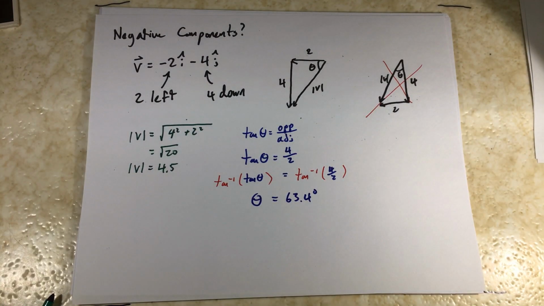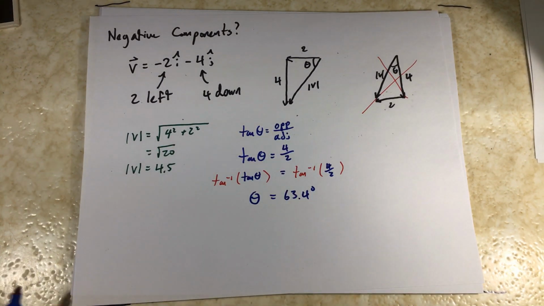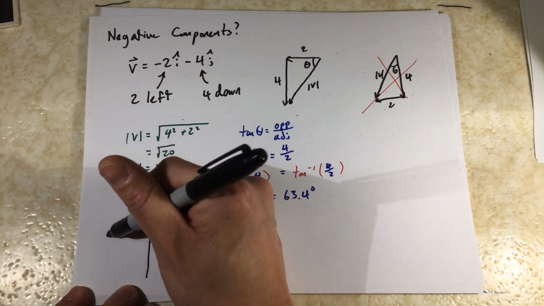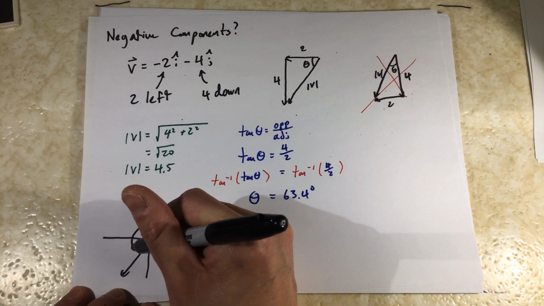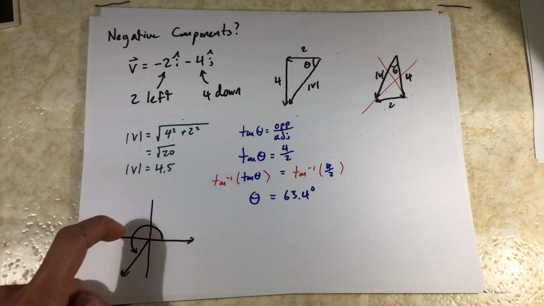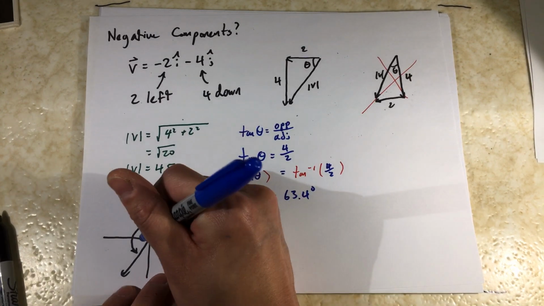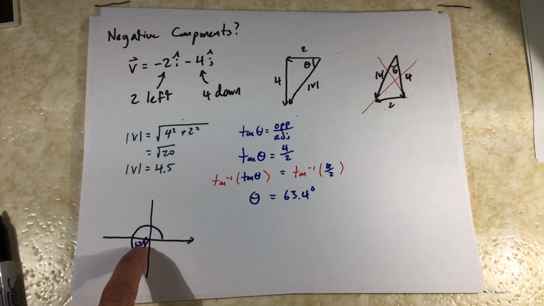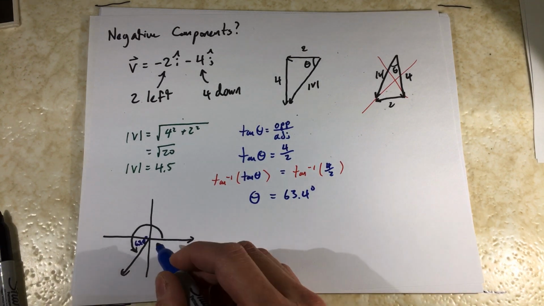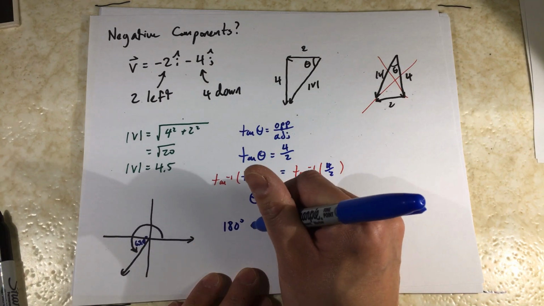Okay, so when we actually look at this vector, it actually cannot be 63.4 degrees, right? If we look at this, we know our vector goes something like this. And so we know our angle has to be this big angle. But what we've solved for is not that whole angle. We've solved only for this little portion right here, which is 63.4. So in order to find the angle for this vector, we know it goes past 180, so we add 180 degrees to it.